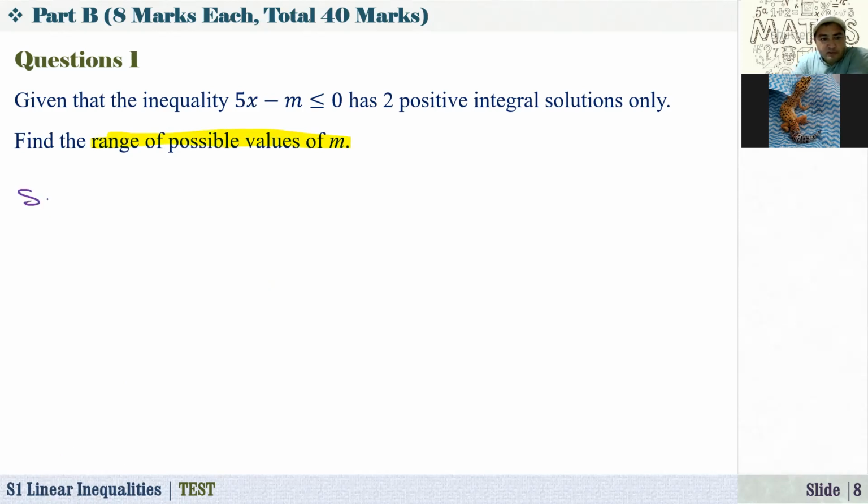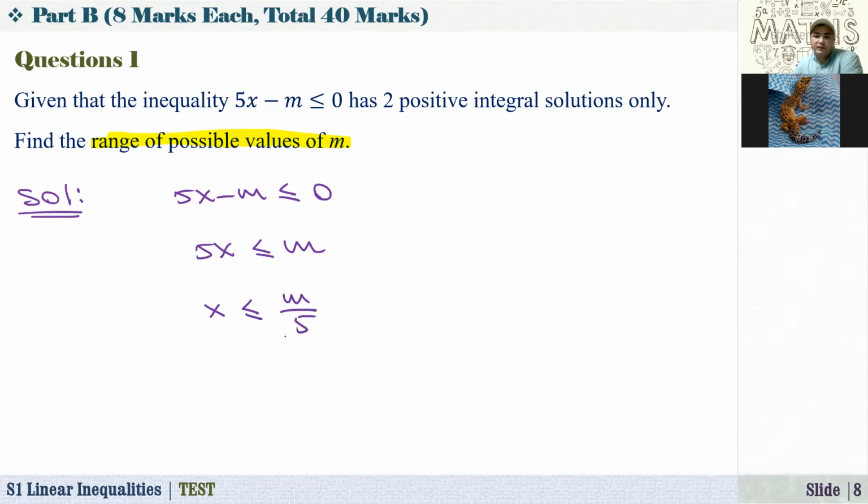So, solution. Here, first we have to solve this 5x minus m less than or equal to 0. I can just take minus m to the right-hand side, or I can add m to both sides of the inequality, right? So here we have 5x less than or equal to m. Now, if I divide both sides by 5, here we get x is less than or equal to m over 5. And it says in the question, it has only positive, right? So that means that x should be greater than 0.